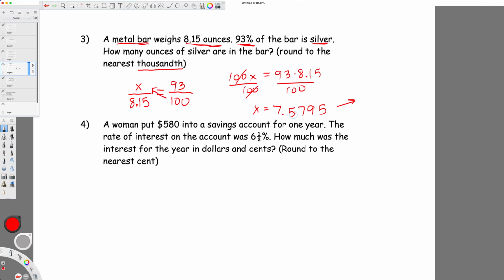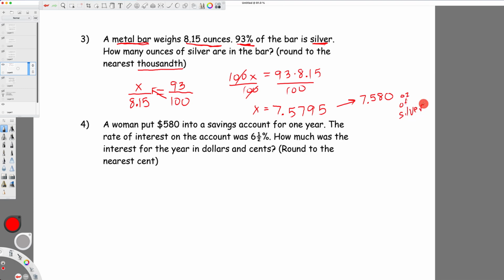So if we think about our place value, this is tenths, this is hundredths, this is thousandths. So the thousandths is the third place over. So there's a 5 to the right of this 9, which bumps this 9 up to a 10, which is a 0 with this bumped up by 1. So it's 7.580. And I'm going to label that ounces of silver.